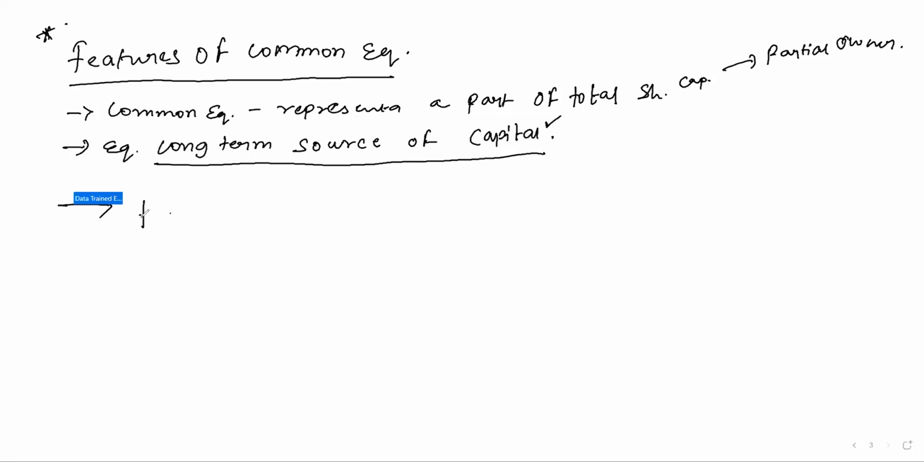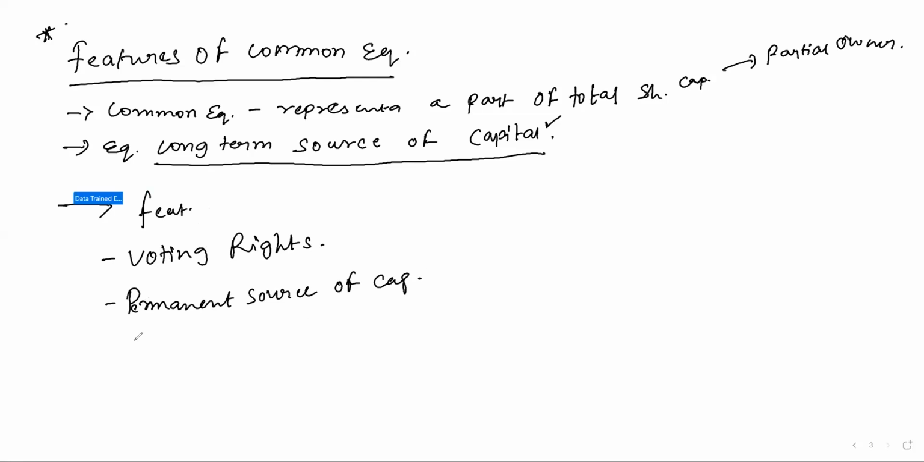So the features of equity shares include ownership rights, voting rights, and the right to select the management. Equity is a permanent source of capital. Common equity shareholders get the right to receive corporate action benefits.